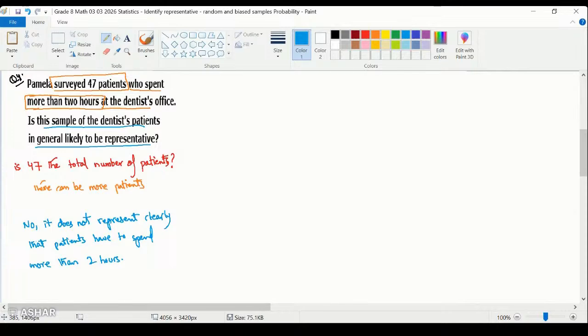So that means there could be 100 patients who spend less than 2 hours, right? Or less than an hour. So this is not a representation, this is biased, because she is selecting a group which is already spending more than 2 hours. So it does not give a representation.